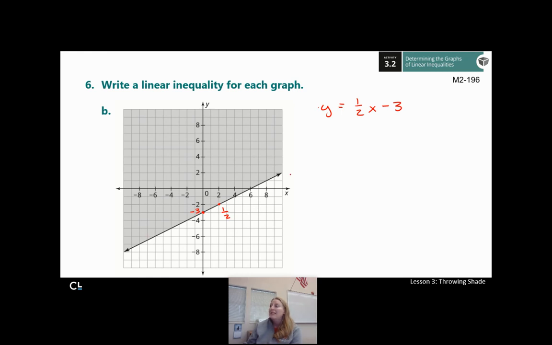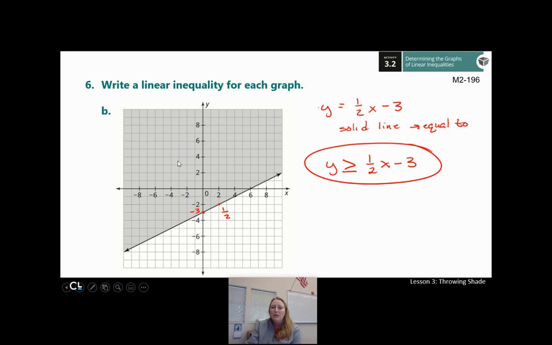Now, I notice this is a solid line. That's important to notice. So it's a solid line, so that means it should be equal to. It looks like I shaded above, right? If I were to pick a point, I shaded up above that point. So that means y should be greater than or equal to 1/2 x minus 3.